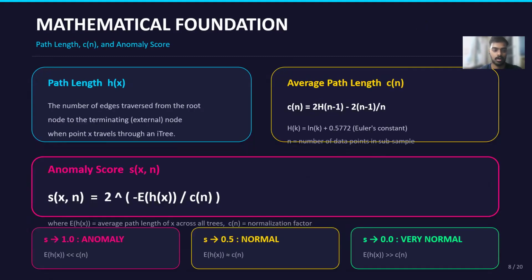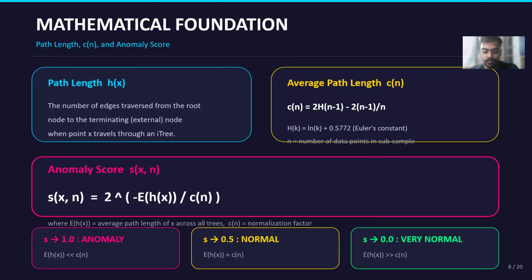Let's talk about the mathematical foundation and the formulas we use to find the anomaly score, which helps us define how many passes it takes to find or slice the point out.